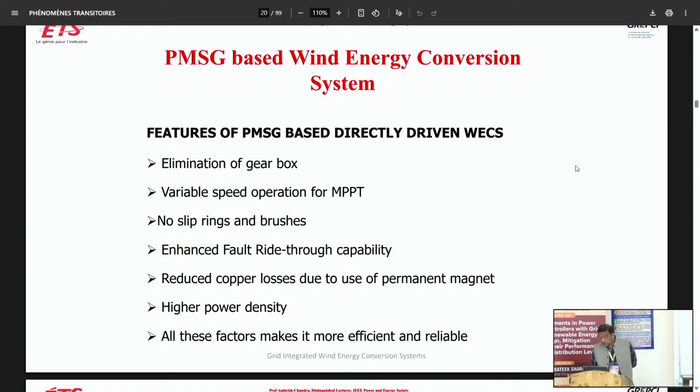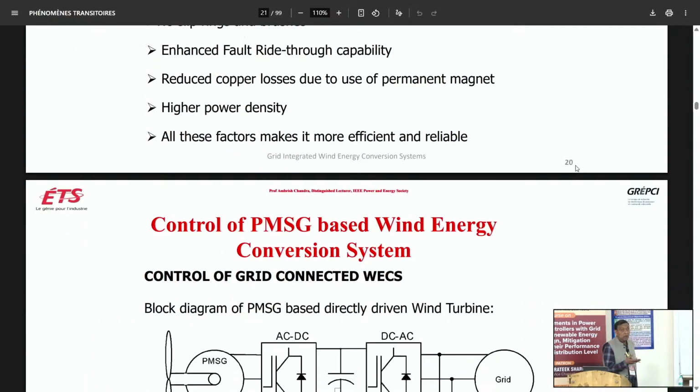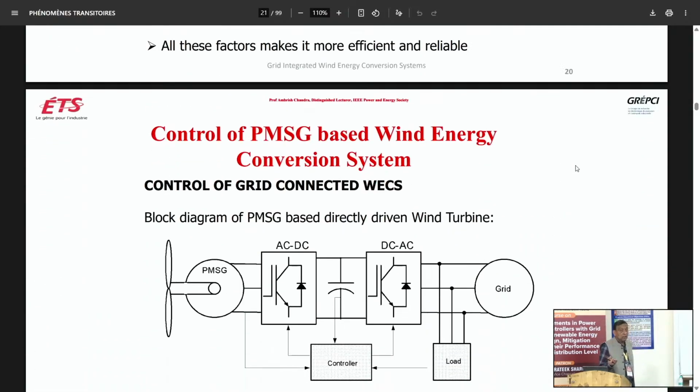So this is the thing about this. Now this is the basic control, grid connected. Here you have a grid, you have PMSG, this is the wind turbine, back-to-back full size converter. So if you say you have a 10 megawatt PMSG generator, then you need a 10 megawatt converter on this side and a 10 megawatt converter on this side, which may be very costly.